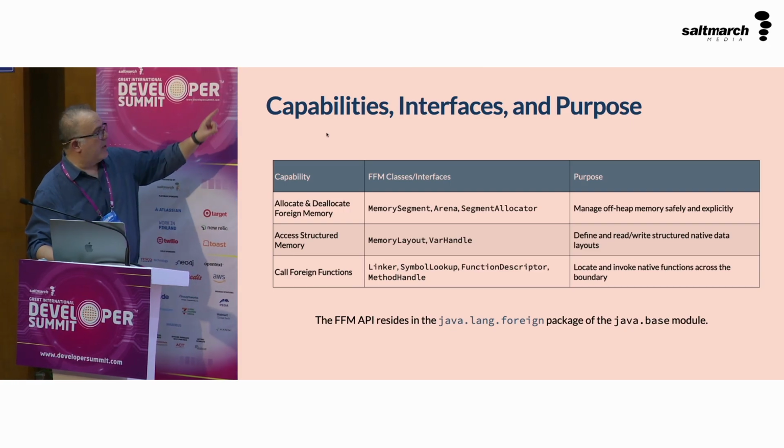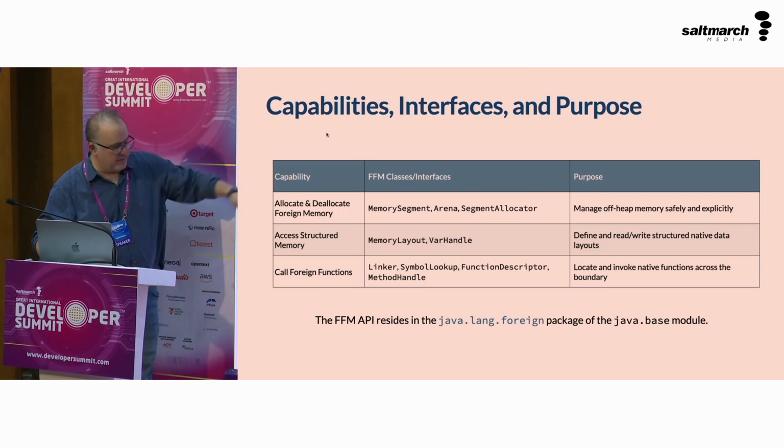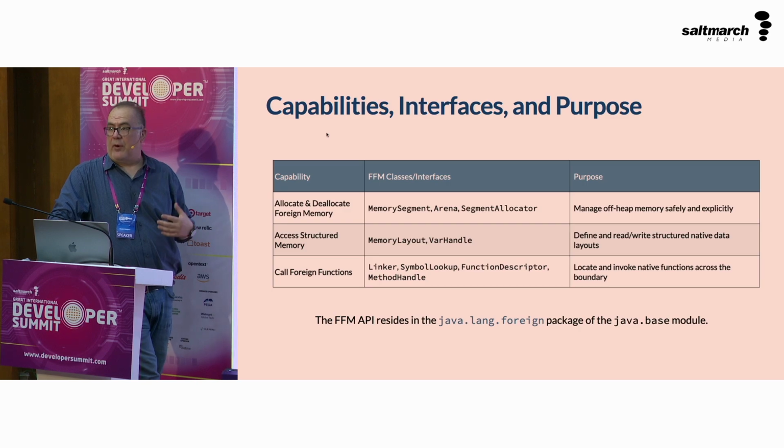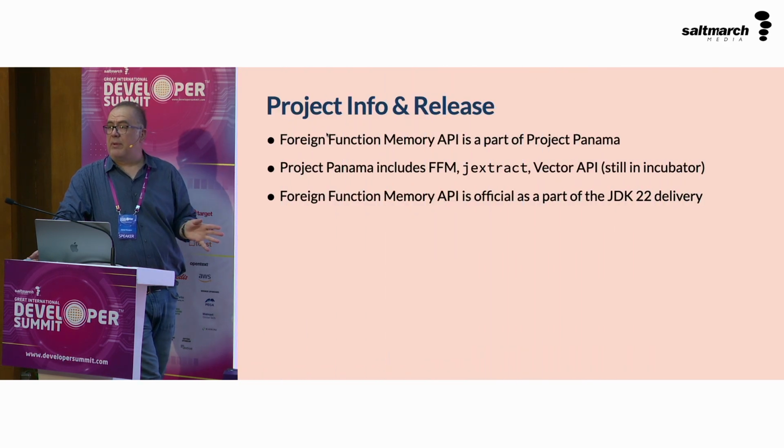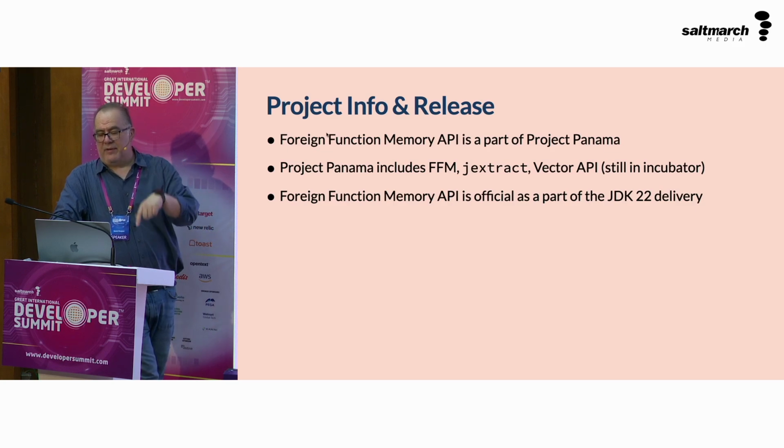Everything is going to be stored in the package. Where is it? In the package. There it is, right down there, java.lang.foreign. Okay, so that's going to be the package that we're going to be using. It's already been released, as part of Project Panama. So Project Panama has the Foreign Function and Memory API and jextract, which I'll show you. The Vector API is also a part of that, but that's still in incubator, which is waiting for stuff from Valhalla. Okay, but it's official now, and it has been released with the JDK 22 delivery.